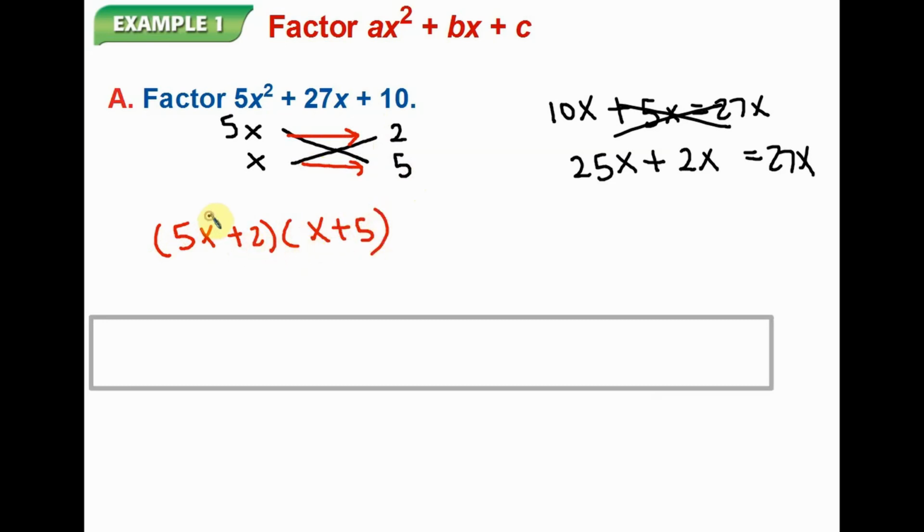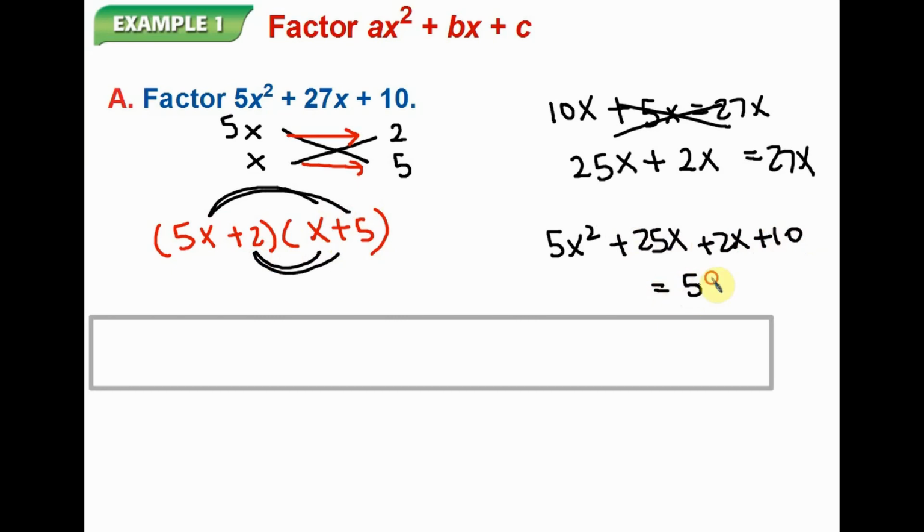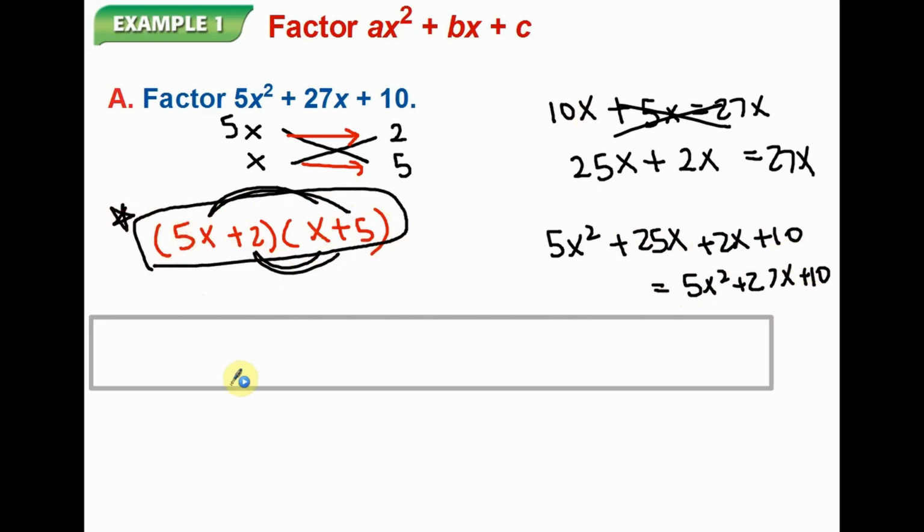To double check, you will distribute this. 5x times x is 5x squared, and 5x times 5 is 25x. 2 times x is 2x, and the last number is 10. If you simplify this, it is 5x squared plus 27x plus 10, which is what you began with, and that's how I know for sure that this is my factored form. I know that this is very confusing at first. However, if you practice multiple times, these combinations will come to you easily and quicker.